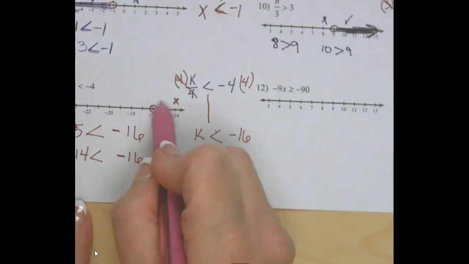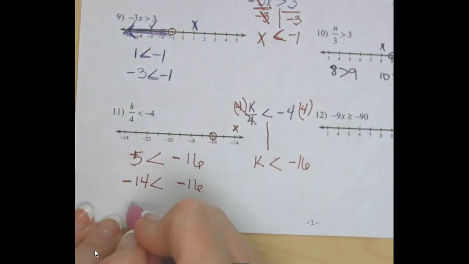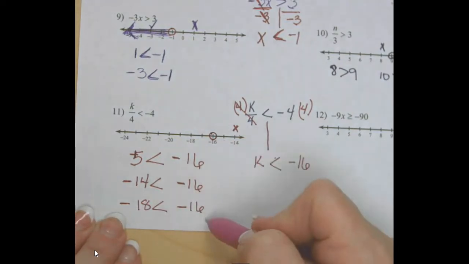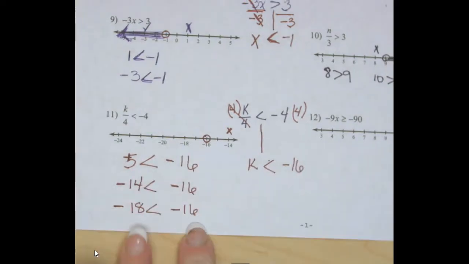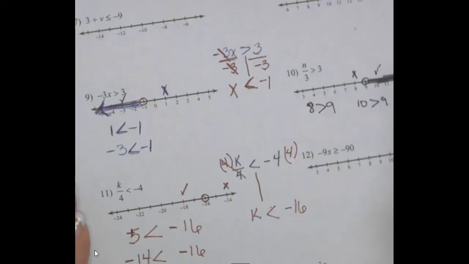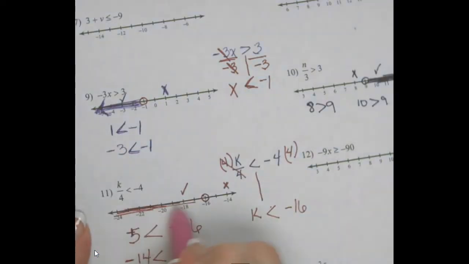Remember, the more you go this way, the bigger they get. So is negative 18 less than negative 16? Which one's bigger, negative 18 or negative 16? Negative 16 is bigger. So I'm going to shade in this side.